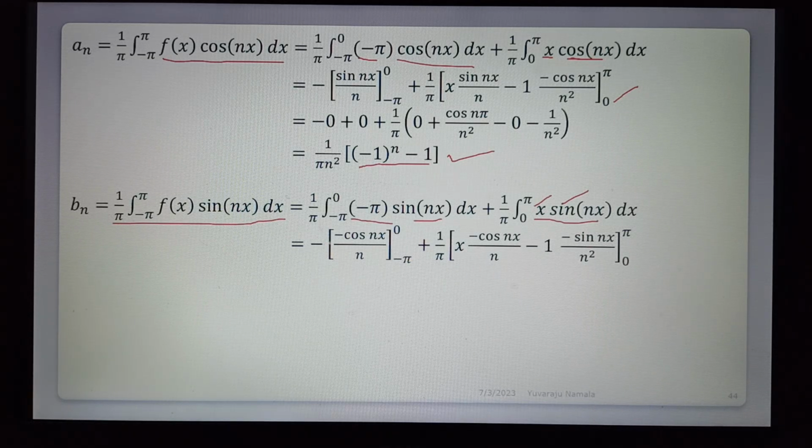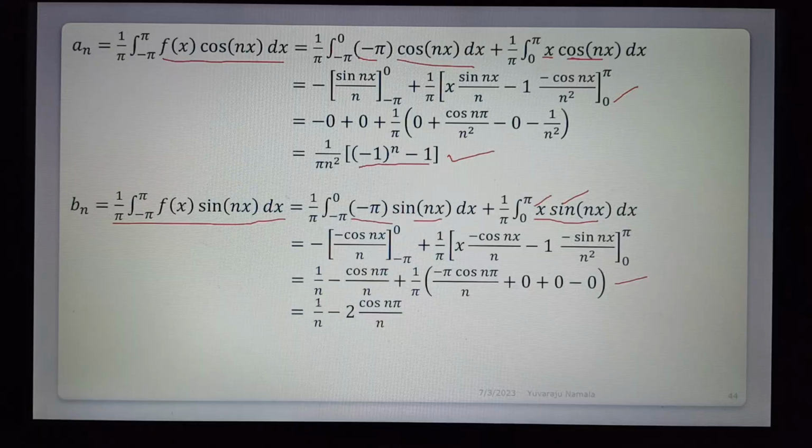Substituting the limits, minus cos 0 is 1 by n, plus minus cos n pi by n plus 1 by 5 into x is equal to 5 minus 5 into cos n pi by n, sin n pi is 0, and at the lower limit sin 0 is 0. Okay, so the simplification is 1 by n into this; both are the same value, pi cancels, 2 cos n pi by n, 1 by n common, 1 minus 2 into cos n pi, where cos n pi is equal to minus 1 power n. This is the bn value.